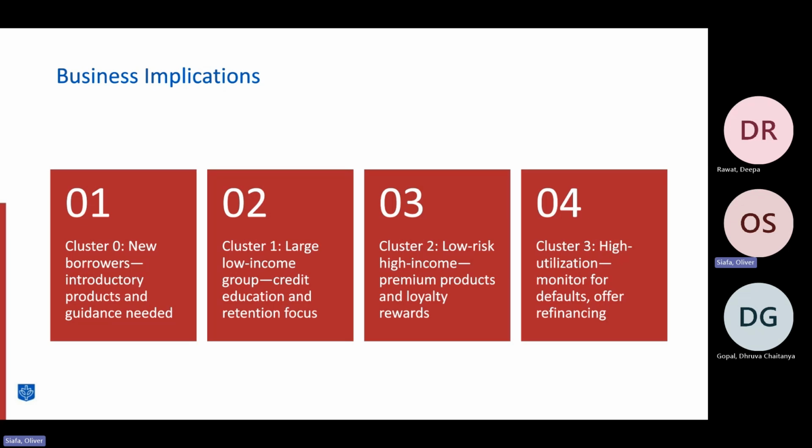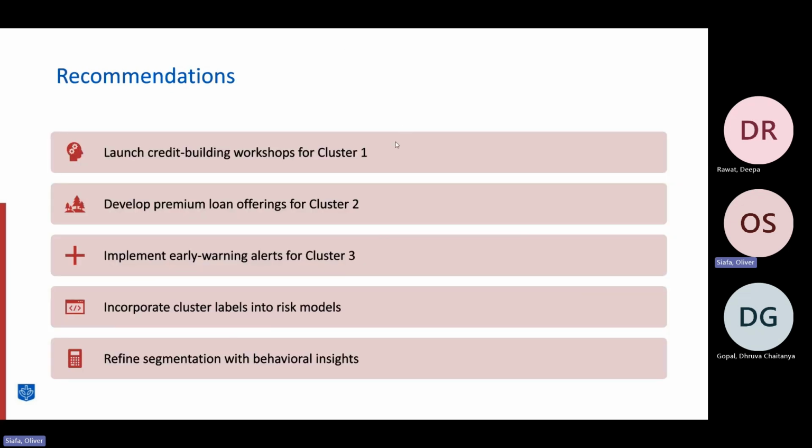refinancing options. And lastly, for recommendations, we recommend that the business launch credit building workshops, especially targeting cluster 1. It will be beneficial to develop premium loan offers for those in cluster 2, and for cluster 3, implement early warning labels. This could help manage potential risks more effectively. And crucially, we recommend integrating these new cluster labels directly into risk models, which will significantly improve their accuracy. And we believe there's an opportunity to continuously refine these segments by incorporating even more behavioral insights.